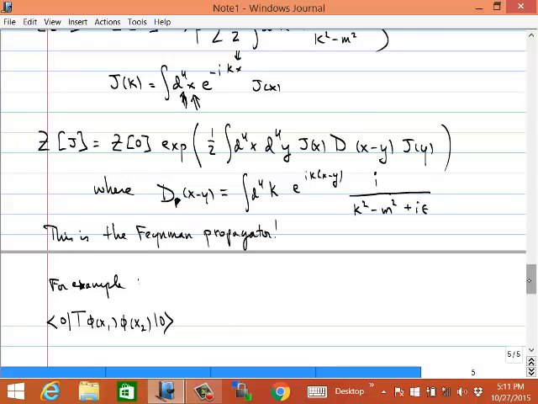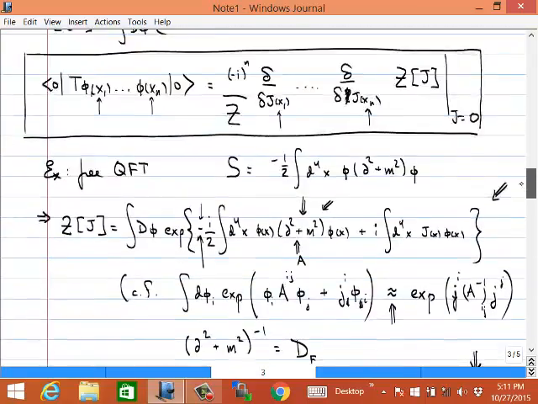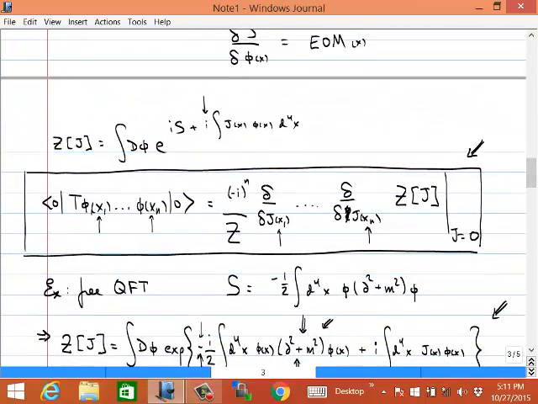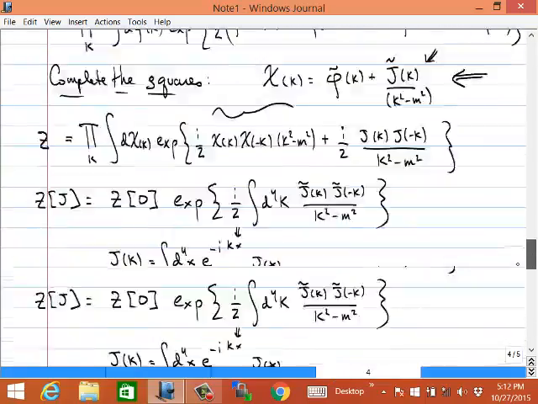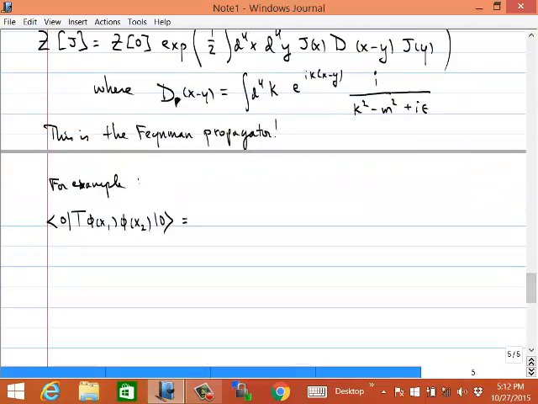Well, let's just look up at our handy formula up here. We just need to take two derivatives of this partition function with respect to j. And we had a minus i squared out front. So what is that? Well, there was a minus i squared over z of 0 times the second derivative of our partition function.